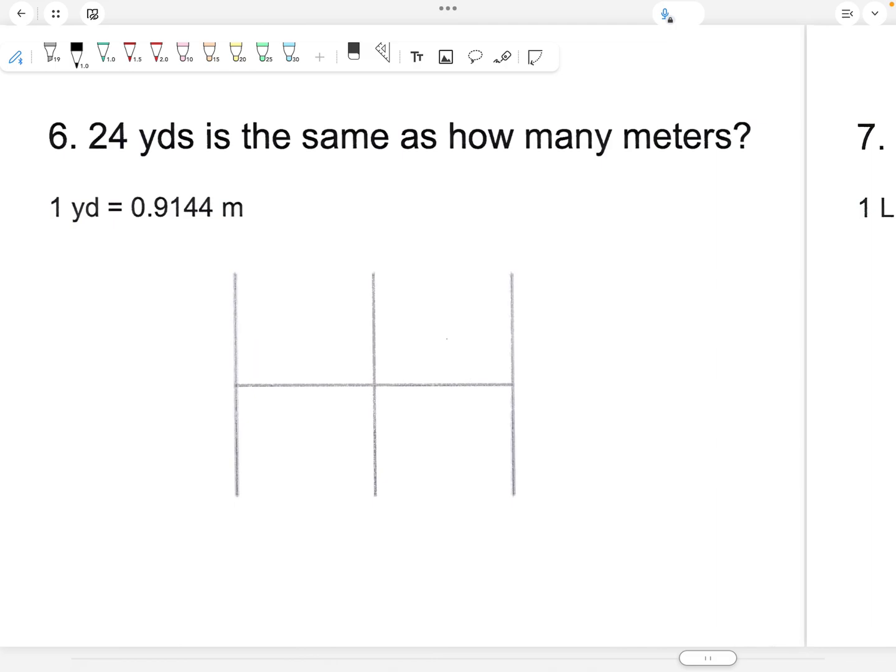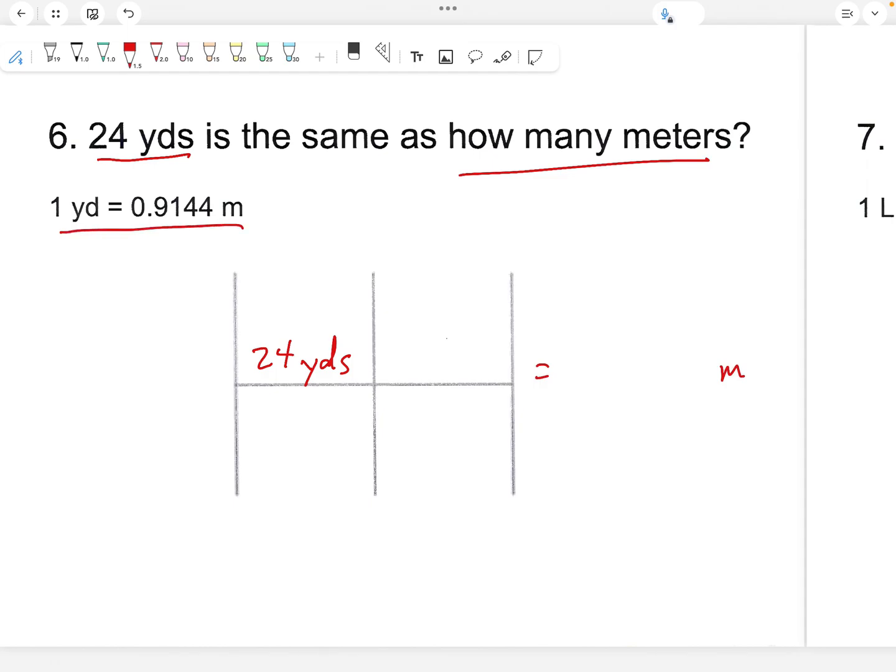Number 6. 24 yards is the same as how many meters? We have been given the number 24 yards and the unit, so we write it down. And we're trying to find meters at the very end, so that's going to be our unit we're looking for. And so the conversion factor is 1 yard equals 0.9144 meters. So 1 yard, because of the yards in the upper left here, is equivalent to 0.9144 meters. And I'm crossing off my units that I need. We have this one left over, which is what we want. And to solve this problem, we should have 21.95 meters.